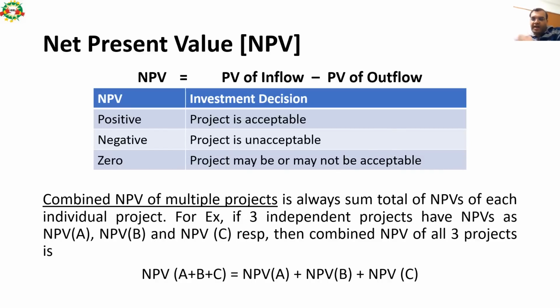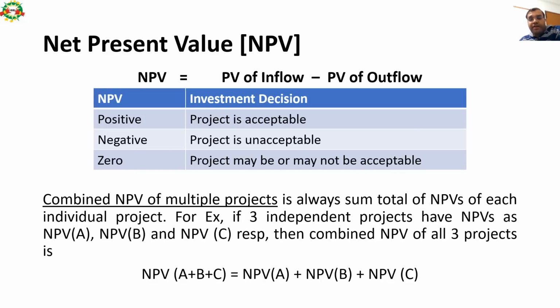So how much money came and how much money went, we will subtract the two, and that will give me the net present value. So if the present value of the inflow to me is more, then the project is acceptable, right? But if it is negative, then the project is straightforwardly unacceptable. But if it is zero, then as an investor I may invest in the project or not.